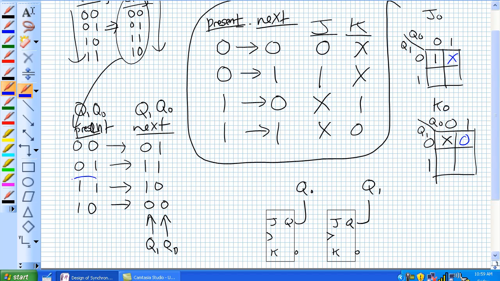Okay, now given present state 1, 1, what does Q0 do? Well, it transitions from 1 to a 0. So 1 to 0, we're in this one right here. So J is X, don't care, K is 1. Okay, where are we on the K map? We're in this box, because remember, gray code. Okay, so J is an X, K is a 1. Moving on to the next one.